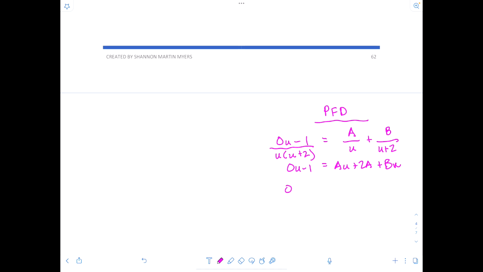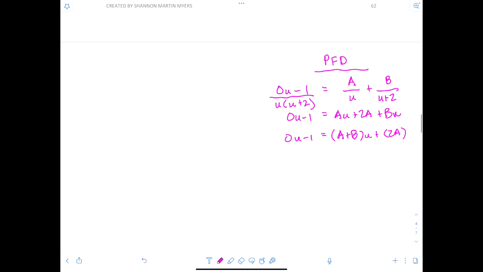I don't need the denominator anymore. I'll equate the numerators. I will have quantity A plus B times u plus 2A to equate to the constant term. Equating coefficients, we get A plus B is 0 because they're both coefficients to u, and then 2 times A is negative 1.